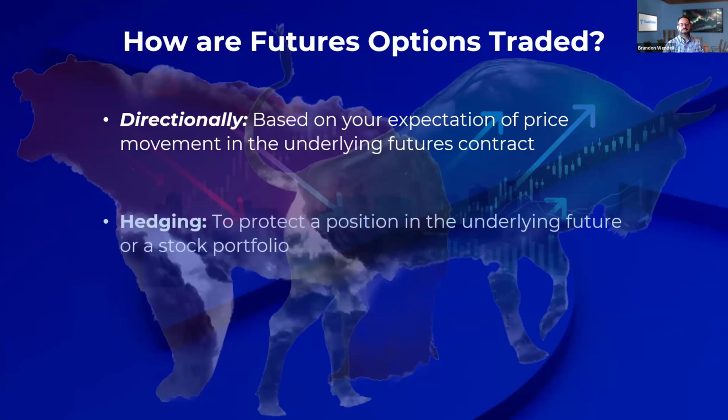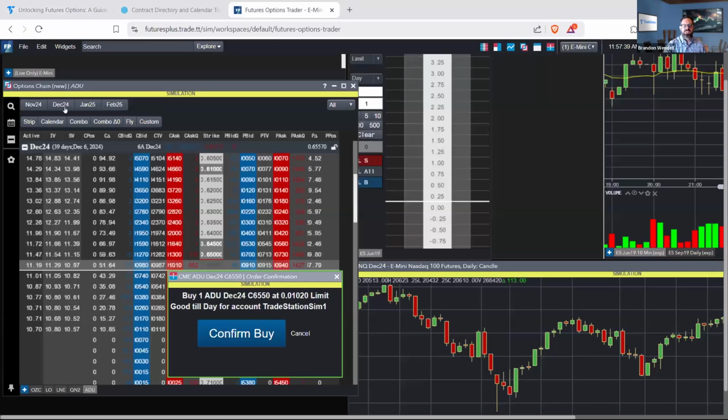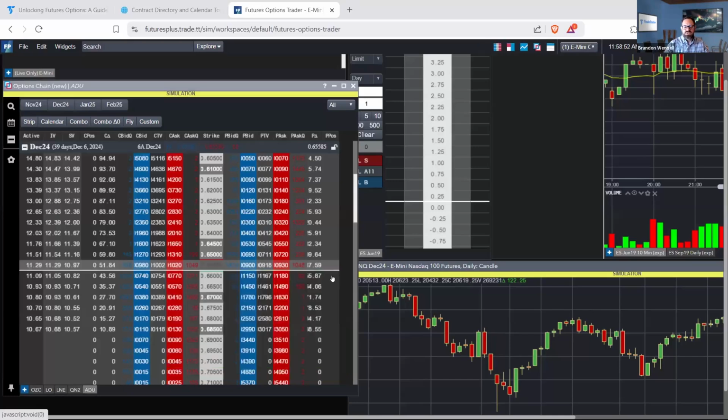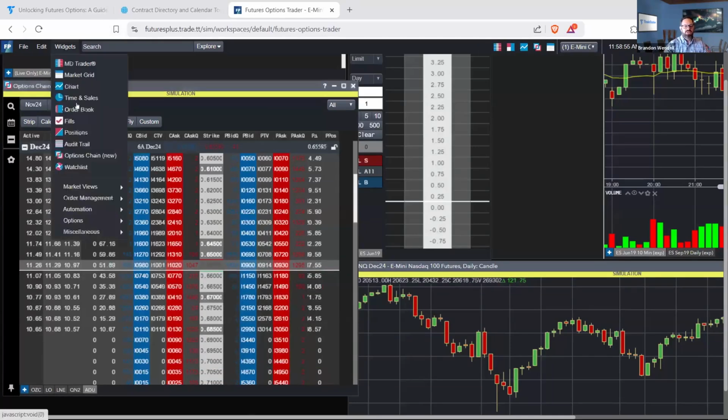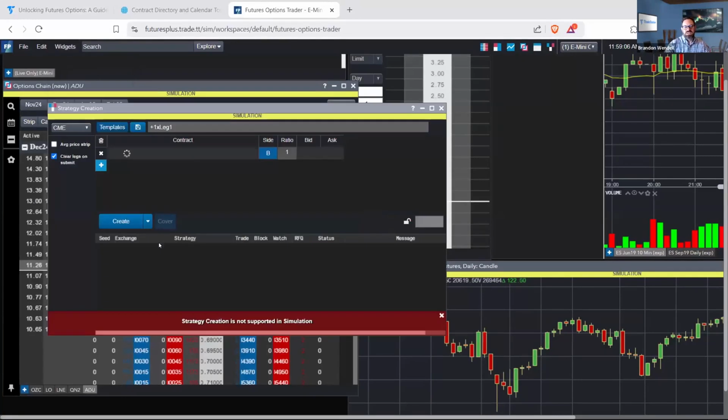As a matter of fact, they make it a little bit easier to trade some of those when you go into the TradeStation Futures Plus, because right here there are some already created templates, if you will. And there are also additional tools. Now, some of them do not work in the simulated mode, but if I go to widgets, options, is that the one I was looking at? Strategy creation, there it is.